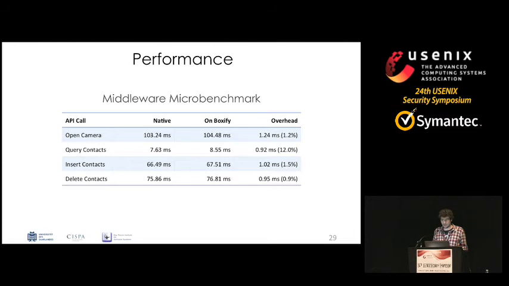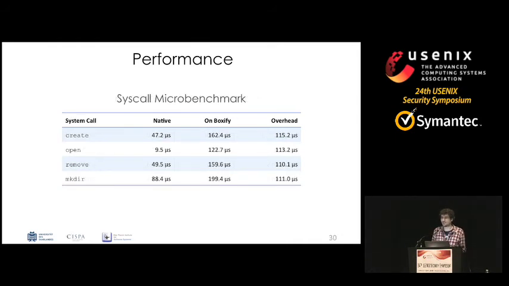OK, let's look at performance. We ran a couple of micro benchmarks against the middleware and performed some typical operations like opening the camera or querying the contacts. And we come out with a pretty constant overhead of about 1 millisecond, and that equates to about 1 to 12% overhead. So that's actually very reasonable. Syscalls, however, are much faster than the middleware calls. The open syscall, for example, just takes 9.5 microseconds.